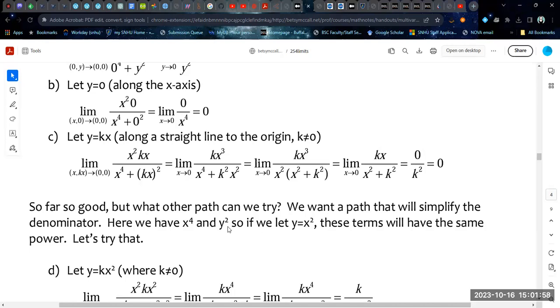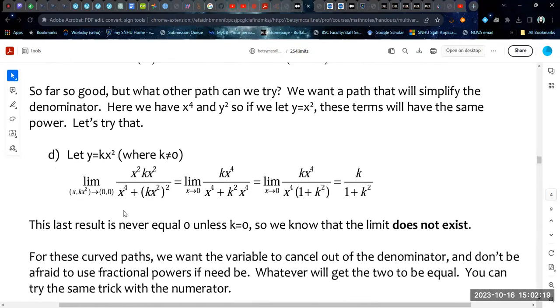But if we can't factor it all the way out, then we're going to have the numerator and the denominator going to 0, maybe at different rates. And so that will sort of deceive us into thinking that maybe the limit is actually 0 or some specific value, when in fact it's not. So here I'm going to try the path y equals kx squared.